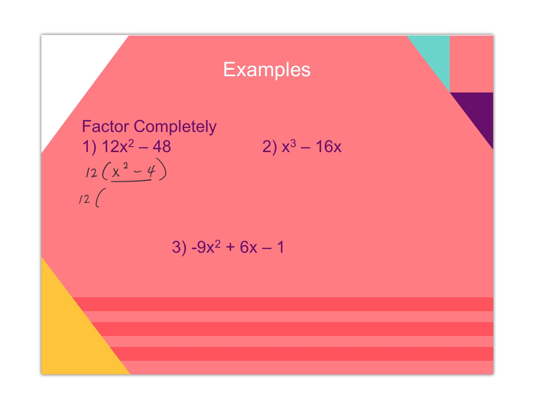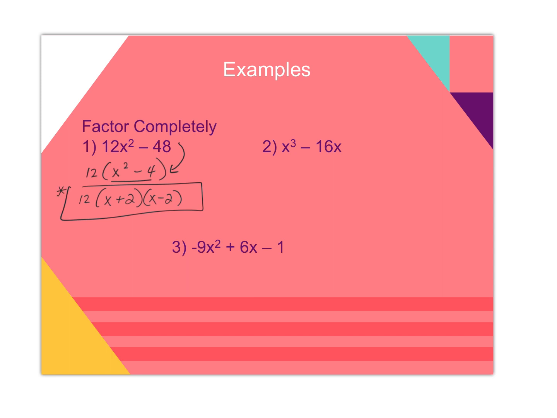Notice that it's a difference of squares. The first term has a square root, the second term has a square root, and it's separated by a minus. So we know that this is an x plus 2, x minus 2 problem. And so now we've factored it completely. So from step 1 to 2 here, we factored it, but we didn't fully factor it. In this last step, it's now been fully factored.